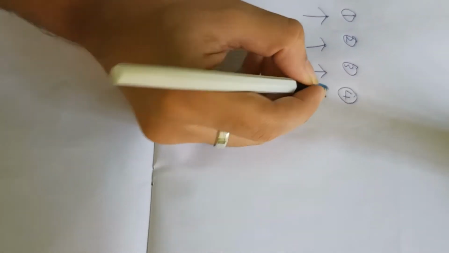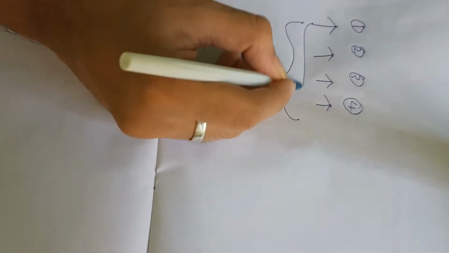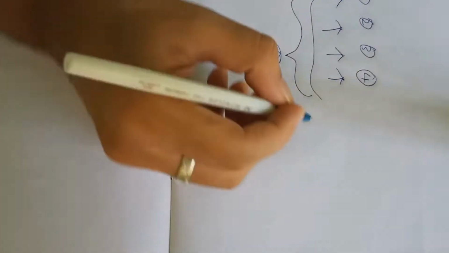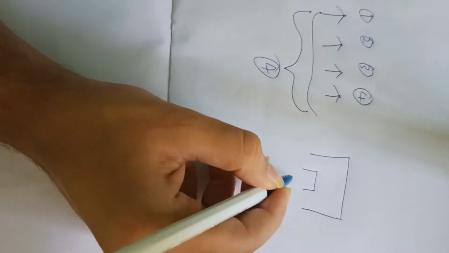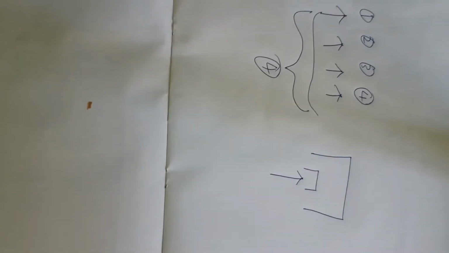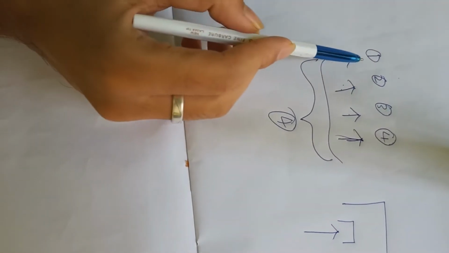Now let's say there are 4 counters and there are 4 queues like this, and tickets are issued in all these 4 queues simultaneously. Once you get the ticket, here is the theater itself, and you go and stand in a queue to enter into the theater. So now let's see what the advantage of having multiple queues like this is.